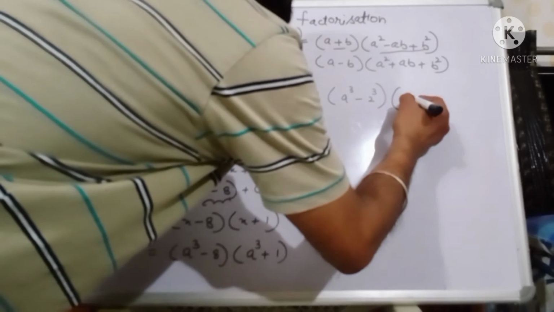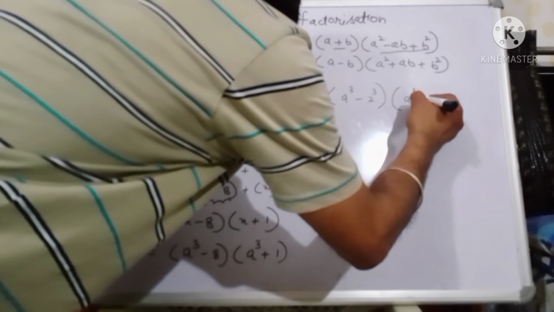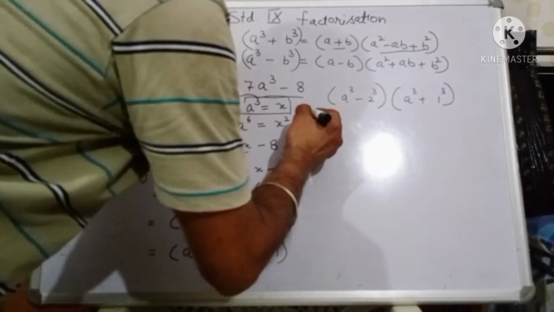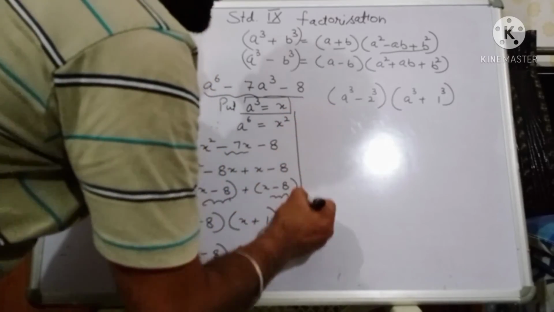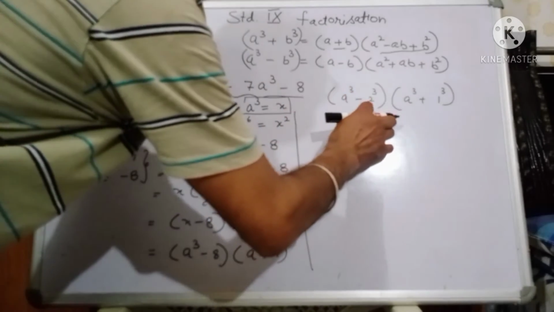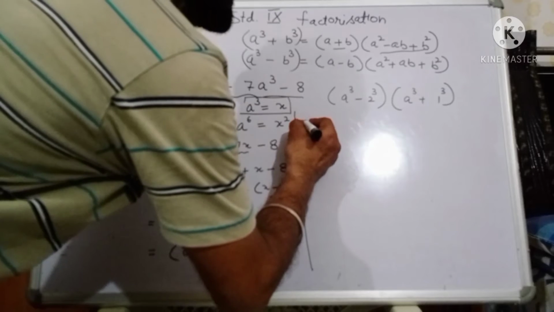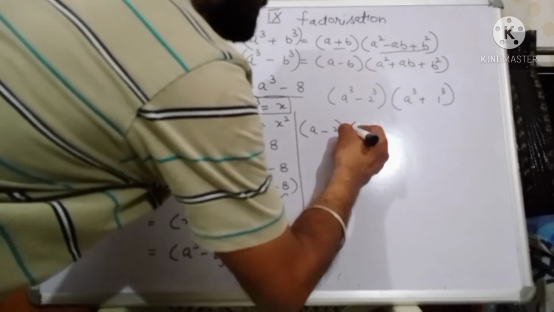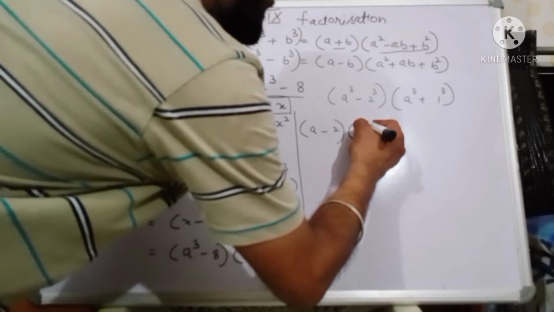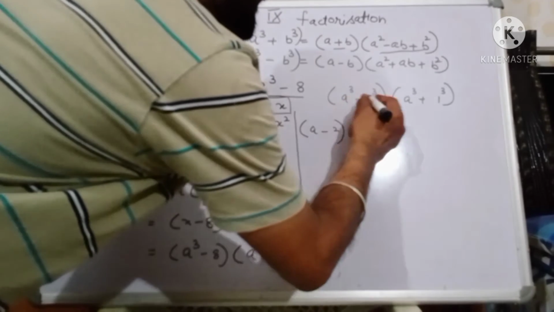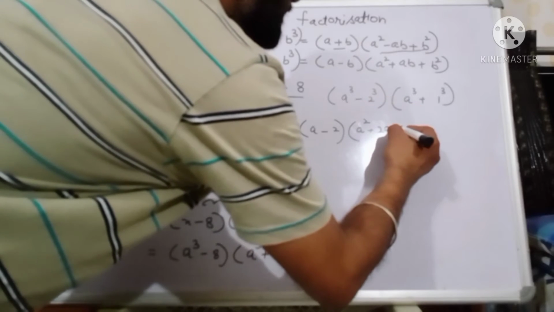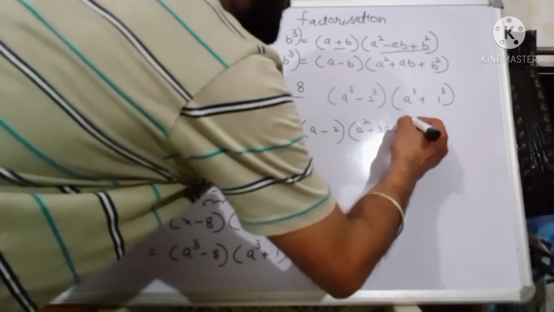a cube plus 1. We will write it as a the cube plus 1 the cube. Now again we will use that formula, a cube minus b cube. It is a minus b into a square plus ab, a into 2, 2a plus b square. That is 2 the square, 4.